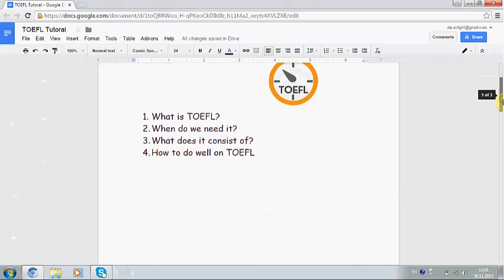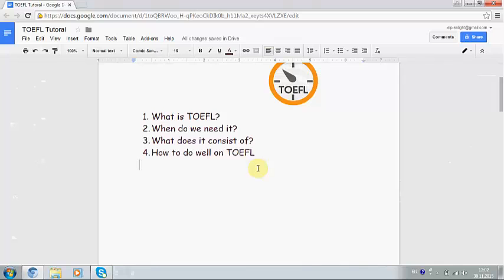The first one, what is the TOEFL test? So the TOEFL test is an international test that checks your level of English language. So why is it required in some universities, let's say in most of the universities abroad? Well, because you guys are going to study in an English-speaking environment, to do the course in the English language.